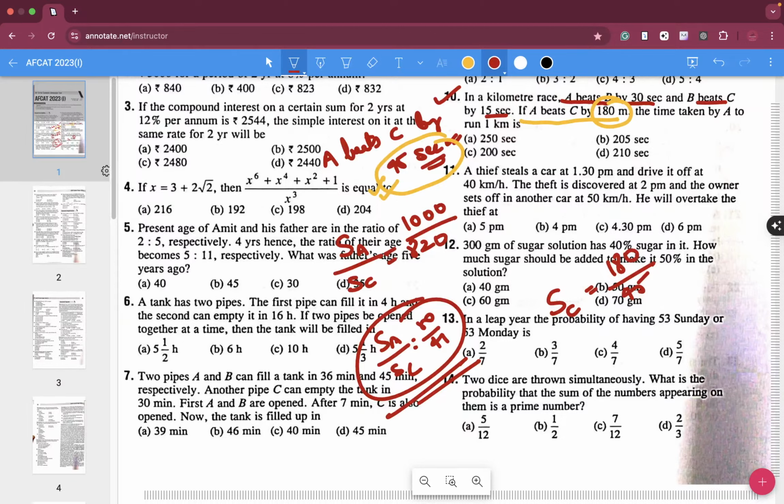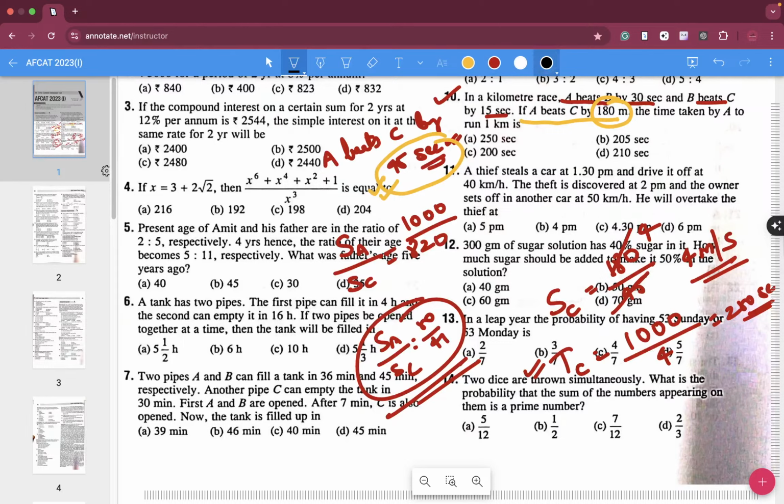Did this point go in your mind? So this is 4 meters per second, the speed of C. So how much time has C taken? Time taken by C is equal to distance, the total distance of a kilometer race, which is 1000 divided by 4, which means 250 seconds. C has taken 250 seconds.